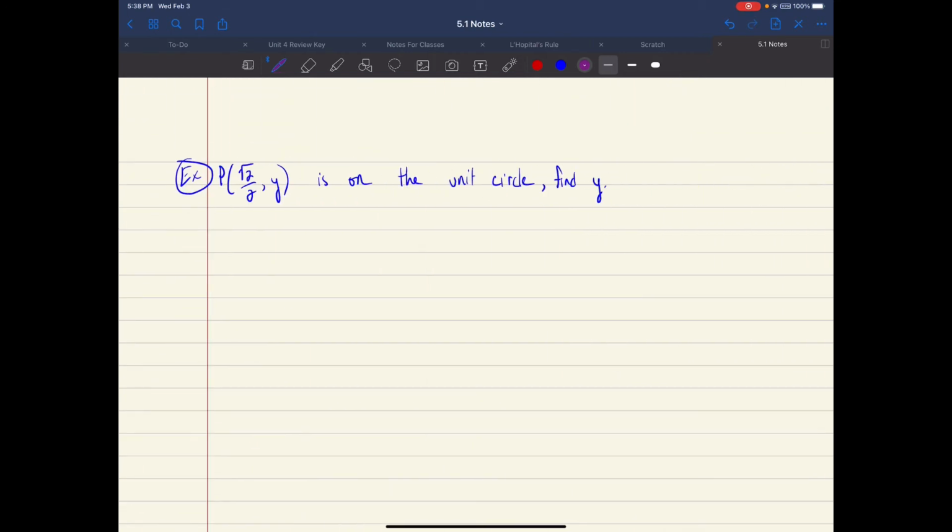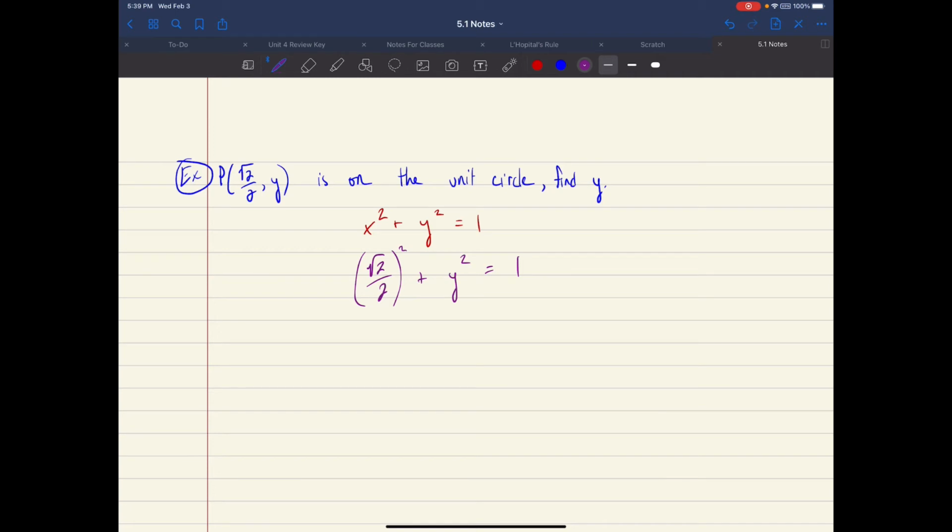Okay, so this is the same type of question, just asked in a different way. So it says P of root 2 over 2 comma y is on the unit circle, find y. So when it gives you a P like that, that's just saying it's a point. The point root 2 over 2 and whatever y is on the unit circle, find y. So again, the unit circle equation is x squared plus y squared equals 1. So this is not complicated math at all. We just plug in the x coordinate. So root 2 over 2 squared plus y squared equals 1.